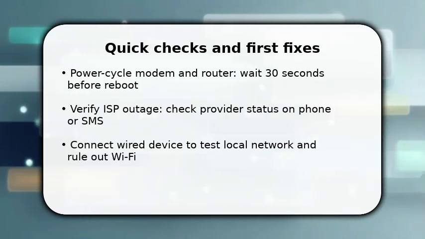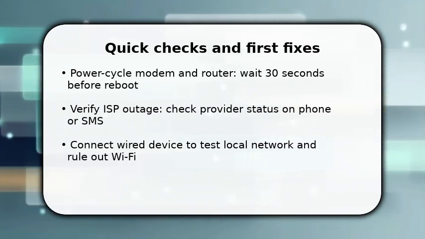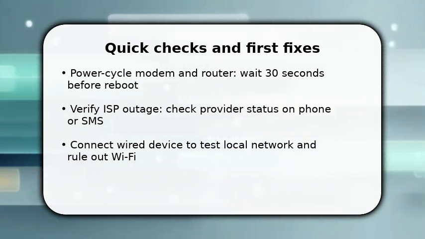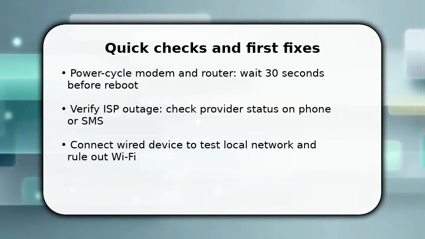You start by cutting away variables: power cycle the modem and router, waiting at least 30 seconds so capacitors discharge. Then, connect one device with an Ethernet cable to test the local link. This tells you if Wi-Fi is the problem versus the broadband feed. If you see no link light, swap cables and ports.